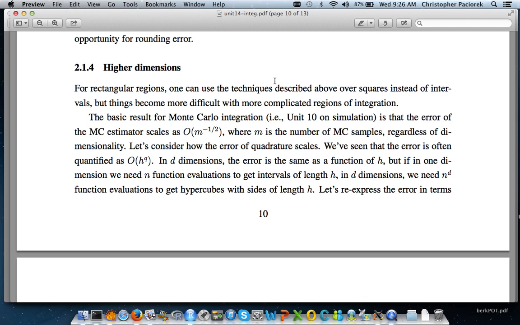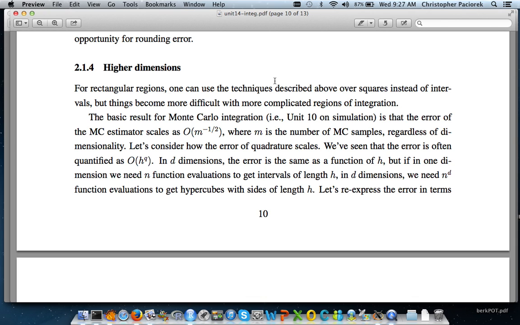So if we think about the number of evaluations, that's often going to be something like the length of the interval that we're looking at divided by h. Or equivalently, the interval size is equal to the length of the interval divided by the number of intervals that we've got.